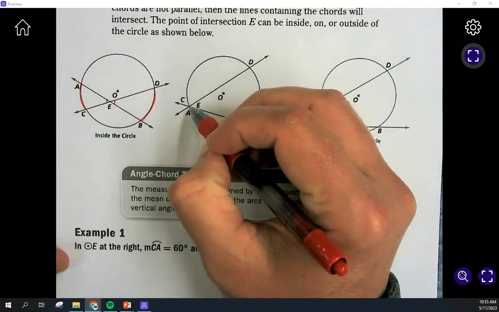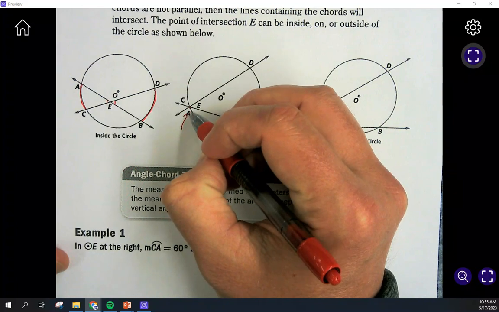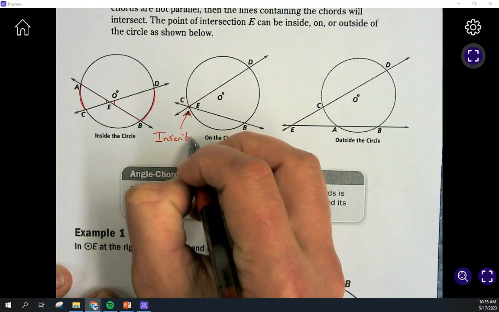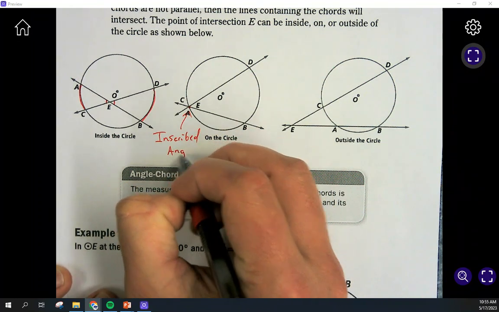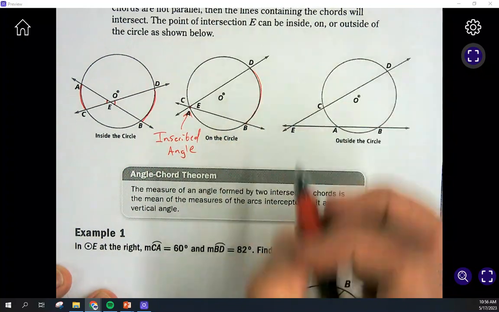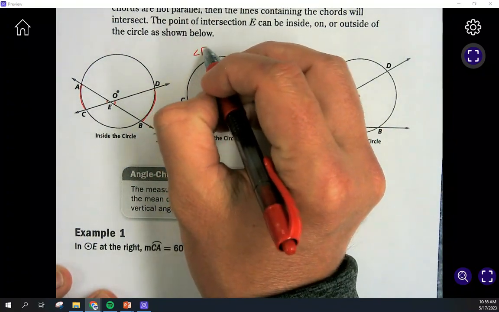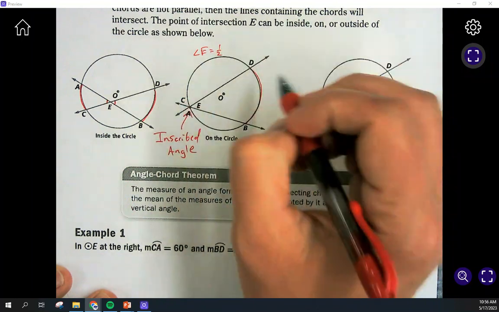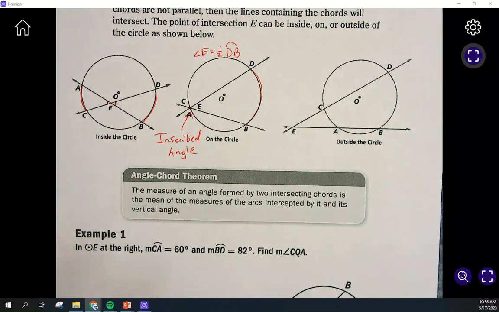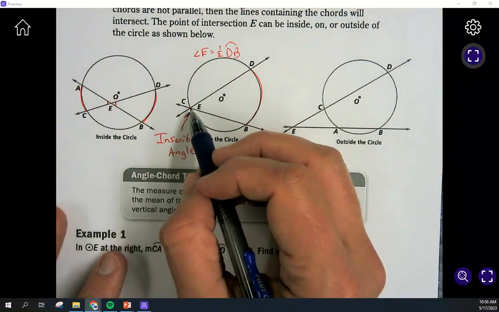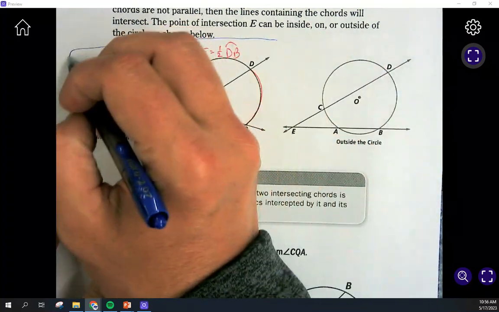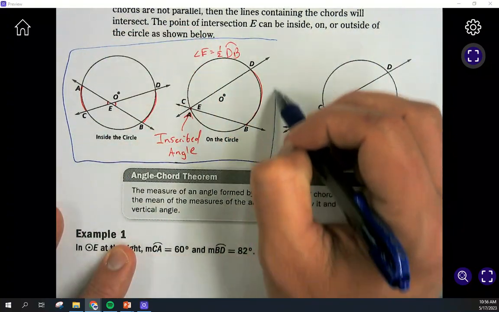We've looked at these before. This is your inscribed angle. And we know inscribed angles are half the size of the arc that they create. So angle E is 1/2 of this arc DB. We're going to see how that relates to this. Because it's technically on the circle, we're going to consider it inside the circle. It's going to follow the same rules as this one.